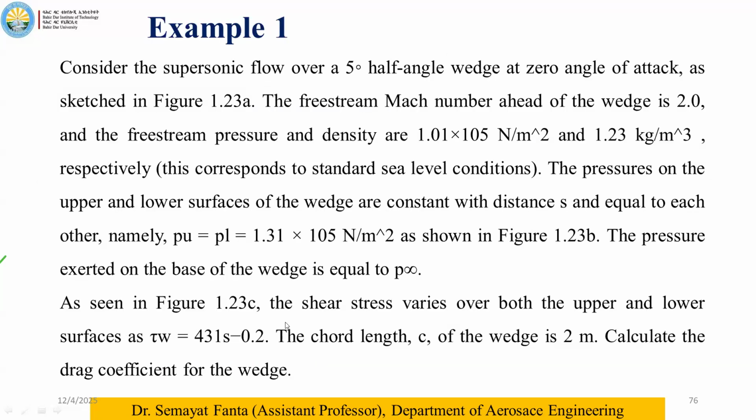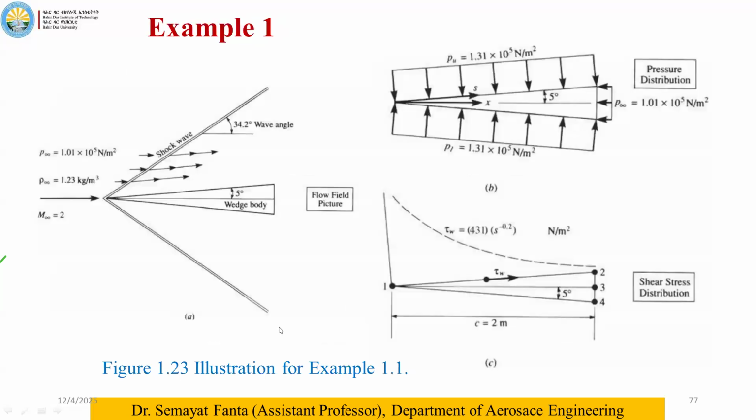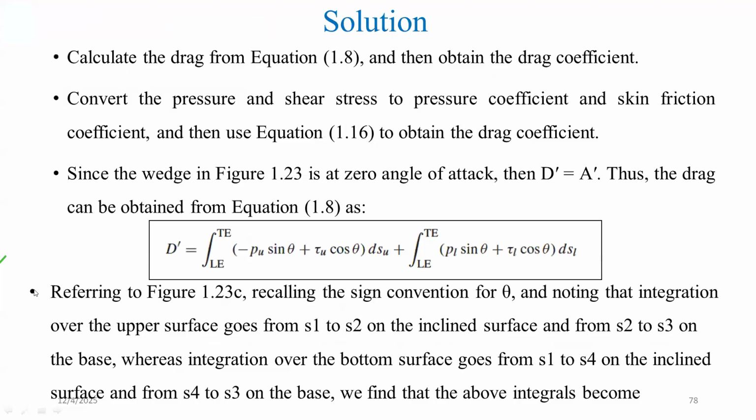As seen from this picture, the shear stress varies over both the upper and lower surface as 431 times s to the power of minus 0.2. And the chord length c of the wedge is 2 meters. So calculate the drag coefficient for the wedge. What is required is the drag coefficient. These are the given information, and based on it, we are going to calculate the drag coefficient. So how can we calculate the drag coefficient? That is the question.